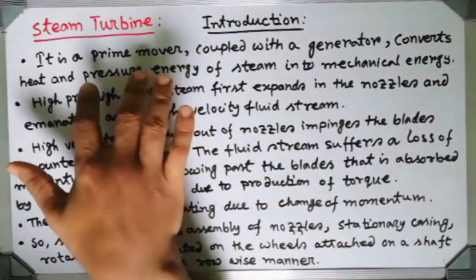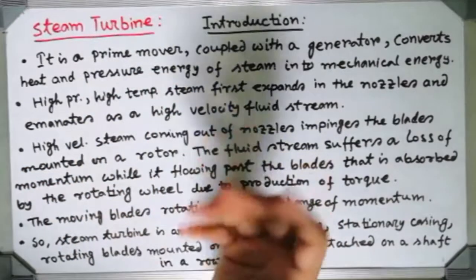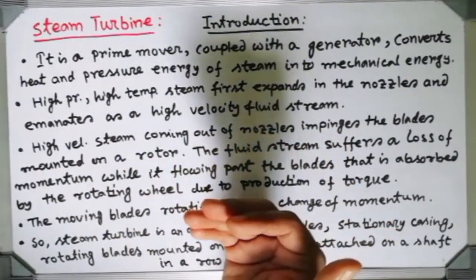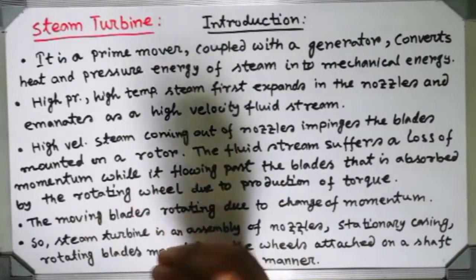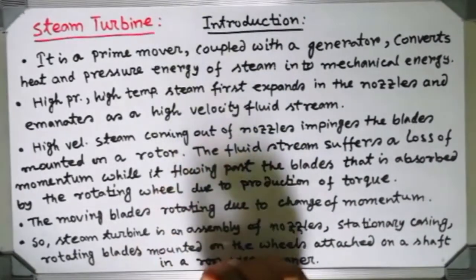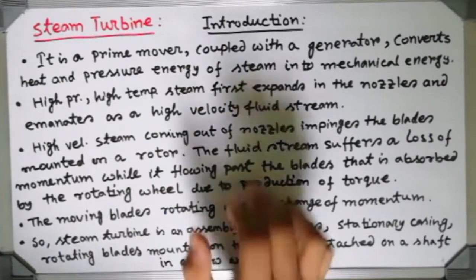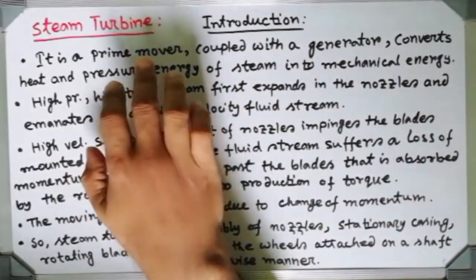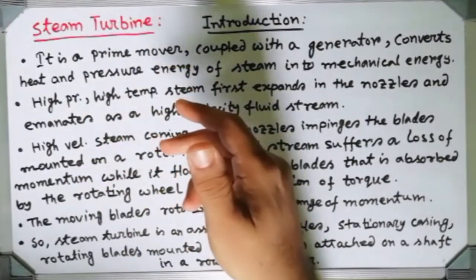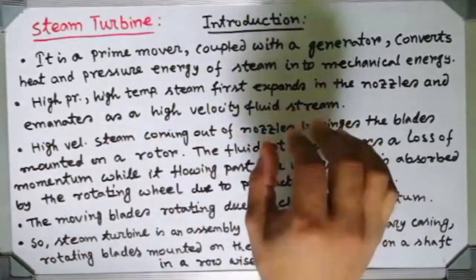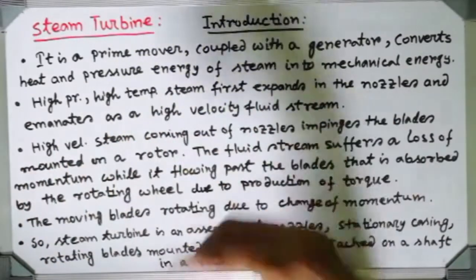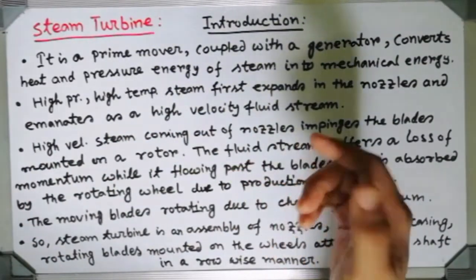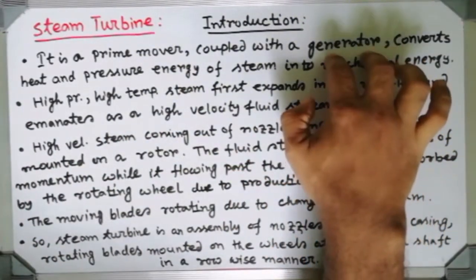So the turbine itself is a prime mover, just like the IC engine. After this we are going to study the IC engine, also a kind of prime mover which can produce some work. And it is coupled with the generator. While you are rotating that turbine, the output of the turbine is a rotating shaft, and that shaft is connected to the electrical generator.